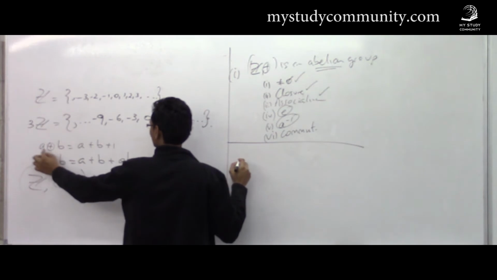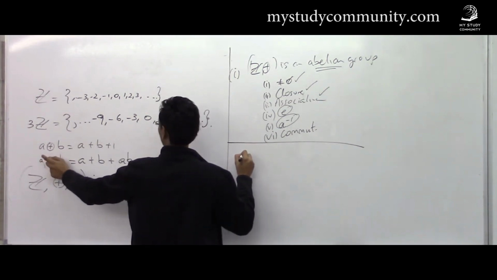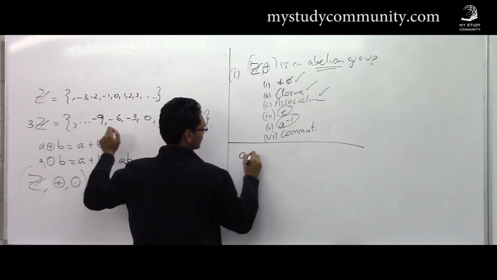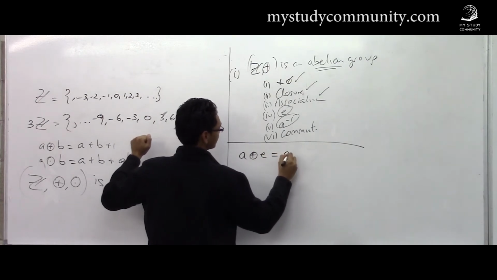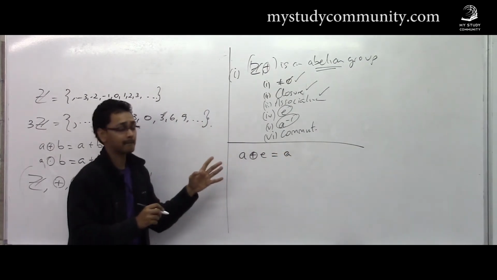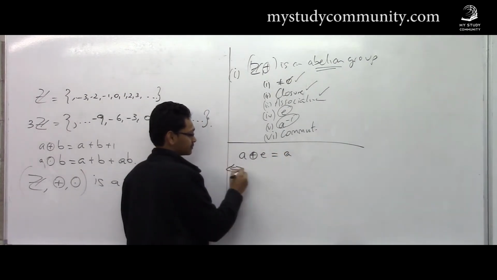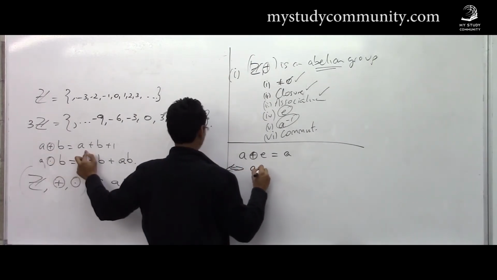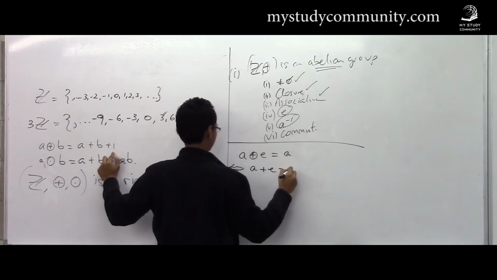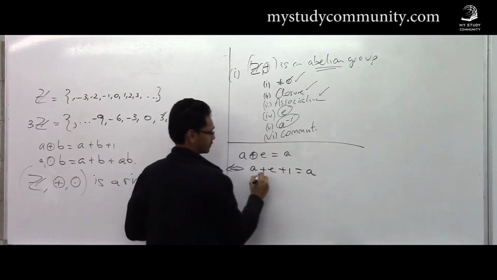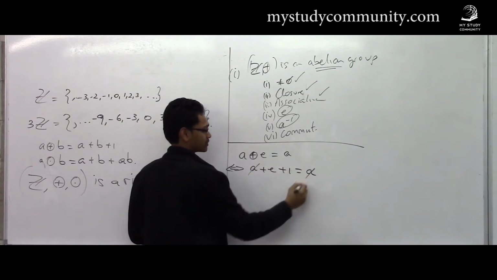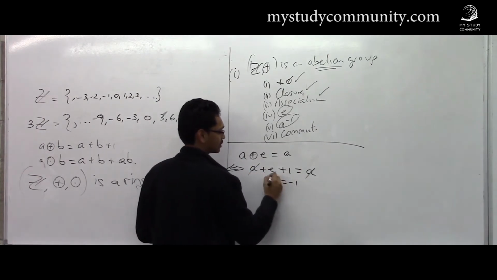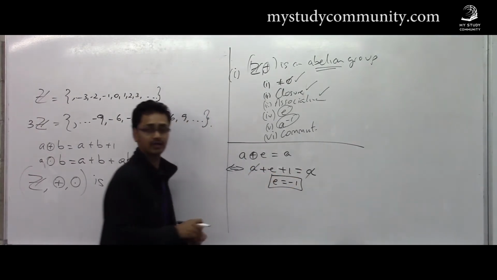Right, y'all, so for addition, we want the identity, so A circle plus E should be A. Yes? Which means A circle plus E is A plus E plus 1 equals A. A goes off and E equals -1. Everybody's good?